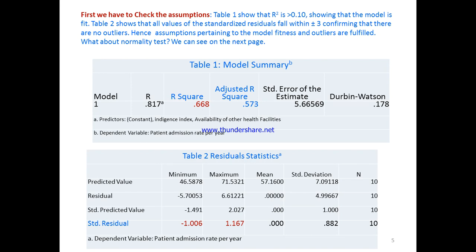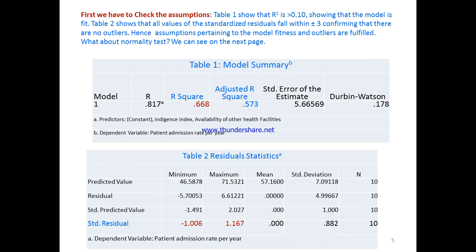This is a combined effect of the two independent variables, and only the remaining portion of the dependent variable that is not explained, approximately 33%, is explained by something else. So the model is fit.